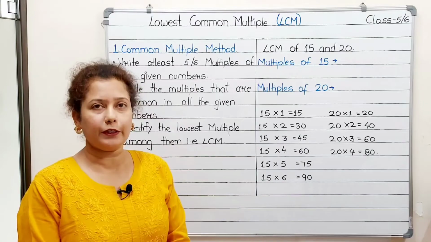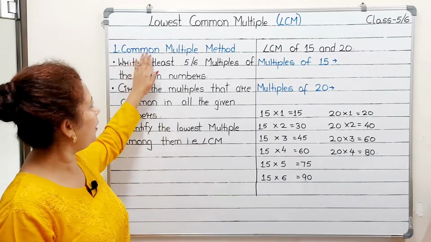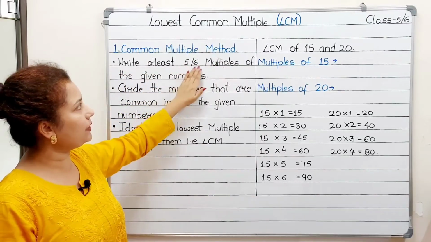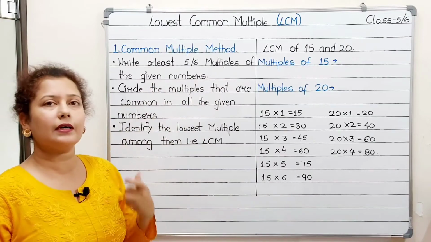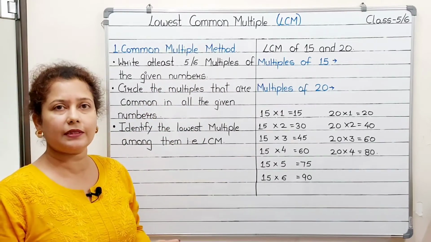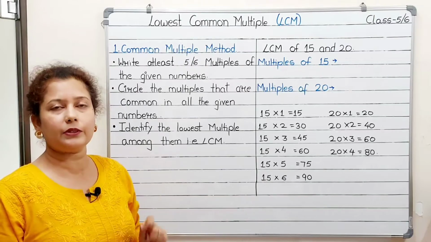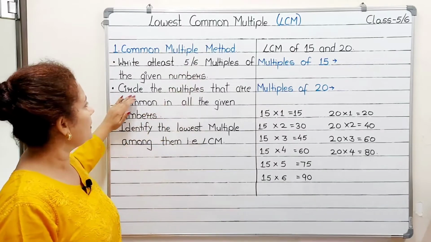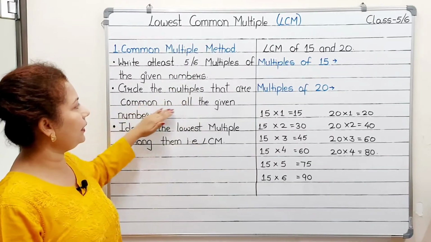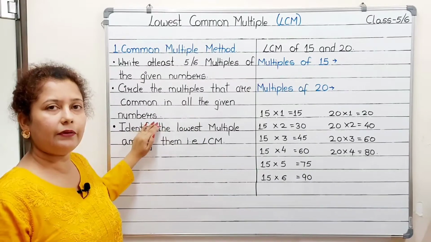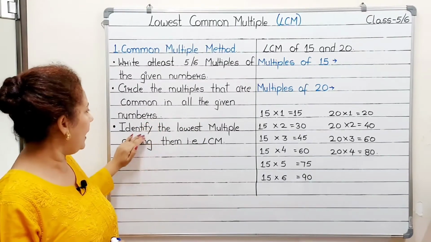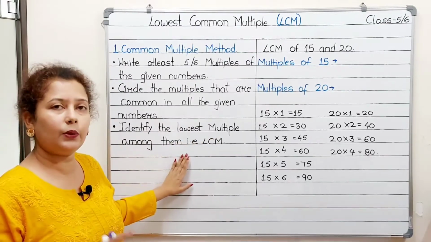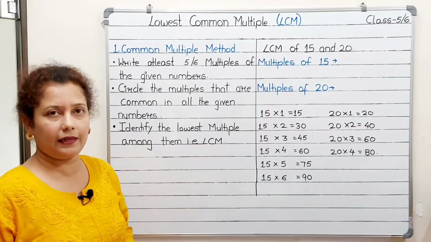Now I will explain the first method to find LCM, that is the common multiple method. First step is to write at least 5 or 6 multiples of the given numbers. If 2 numbers are given or 3 numbers are given, then we have to write the multiples of those numbers separately, at least 5 to 6. Then circle the multiples that are common in all the given numbers. Last step is to identify the lowest multiple among them. The lowest multiple will be our LCM.